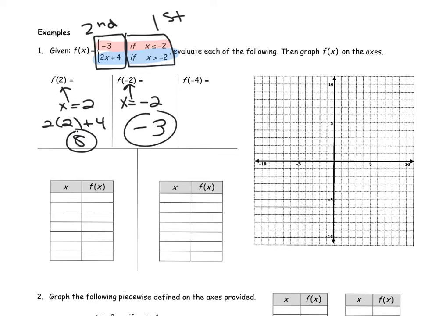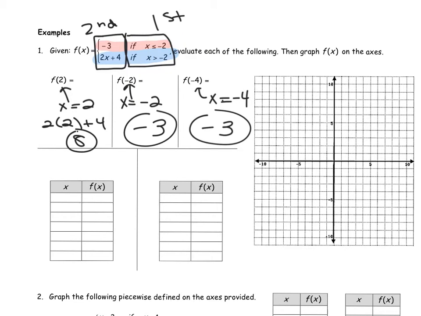Okay, and lastly, f of negative 4. So that means now x equals negative 4. When x equals negative 4, well, let's see. Is negative 4 less than or equal to negative 2, or is negative 4 bigger than negative 2? Careful here. Negative 4 is less than or equal to negative 2. So my answer here again is negative 3.